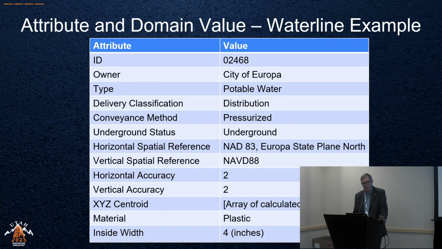Here's an example. These are made up data just for fun. Each record requires a unique ID number associated with it. And this ID number and the owner, these are attributes that can be defined. The domain values for these attributes can be defined by the owner of the system. So if it's TxDOT, for example, they've got a list of who their utility owners are, and they'll define that in their system. These next 4 attributes are part of the standard. So these values you see here were picked from a list within the standard, potable water, distribution, pressurized underground.